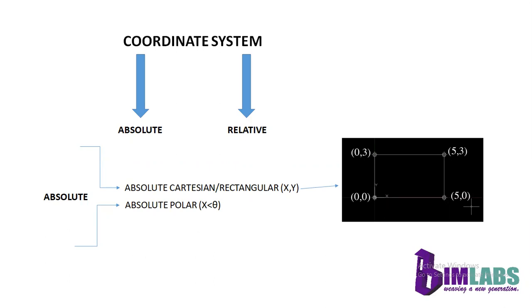Mainly, the coordinate system is divided into two, absolute and relative. The absolute system is also divided into two types, absolute Cartesian or rectangular system and absolute polar system. In the absolute Cartesian system, you input the x and y coordinates, and in the absolute polar system, you input a distance and an angle. And the angle must be with respect to the origin.